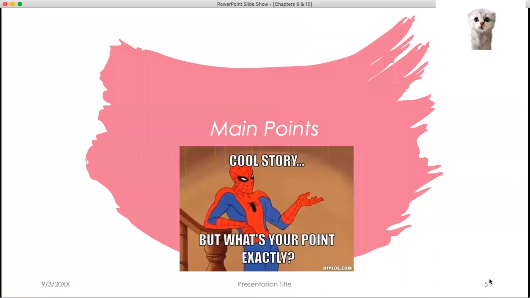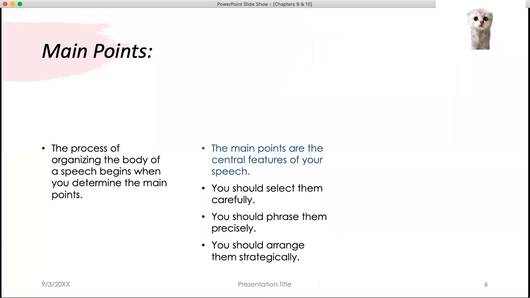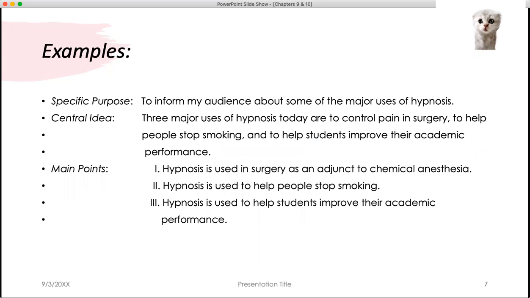So now let's talk about the main points. The process of organizing the body of a speech begins when you determine what are those main points you'll be covering. The main points are the central features of your speech. So you should select them carefully, you should phrase them precisely, and arrange them strategically.